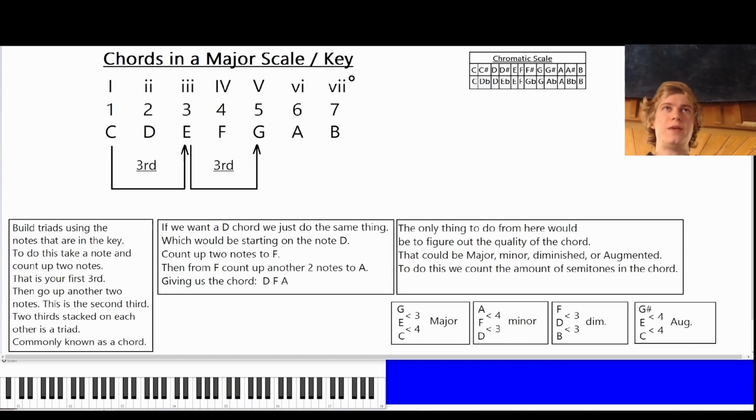So to sum it up in a way that I kind of just remember it, because there's only 7 here, so there's not that many to remember, your 1, 4, and your 5 are major. Your 2, 3, and your 6 are minor. And your 7 is diminished.